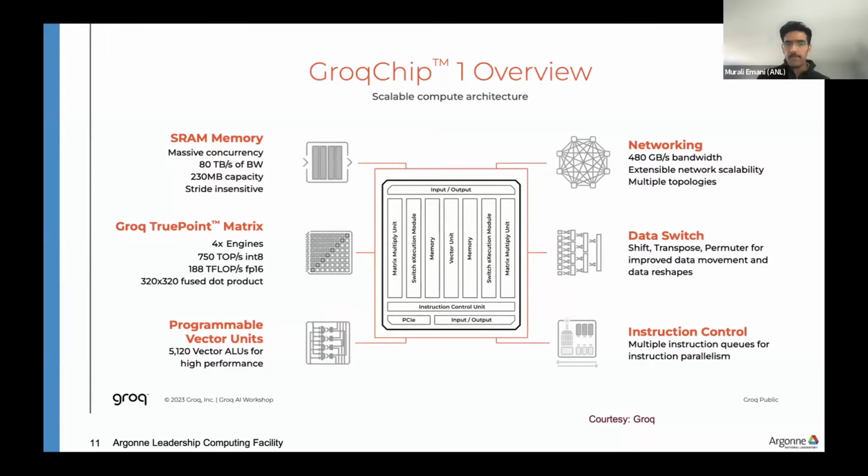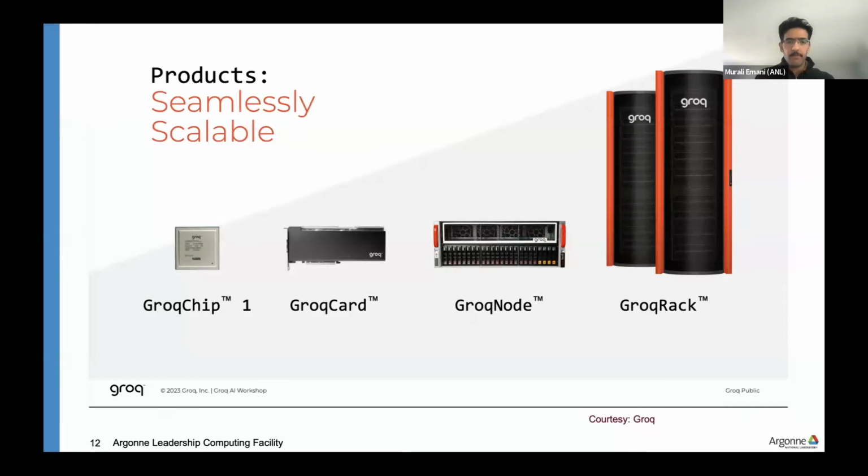Again, this is a Groq chip. As I mentioned, Groq is primarily an inference-based engine. You see there are a bunch of dedicated hardware units to accelerate the core components of any workload. If you look at the scale, the Groq chip is a single chip here, but we can scale out to a Groq rack. Right now we have a single Groq rack deployed at LCF.